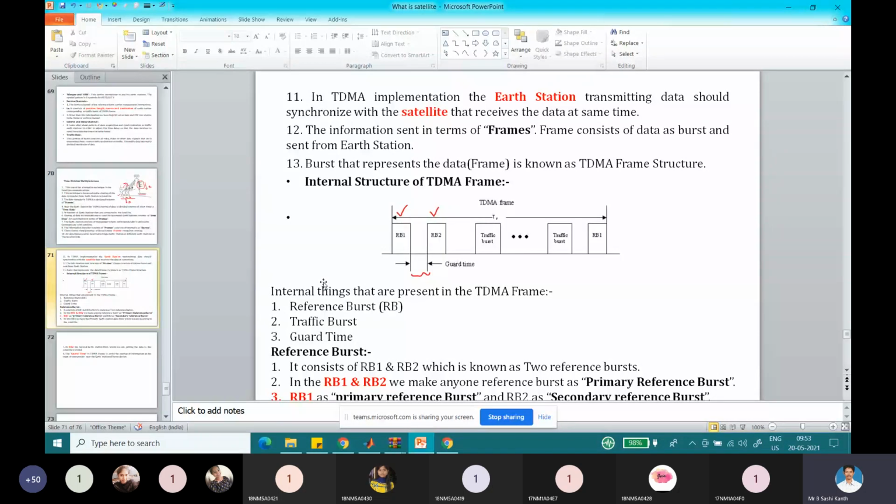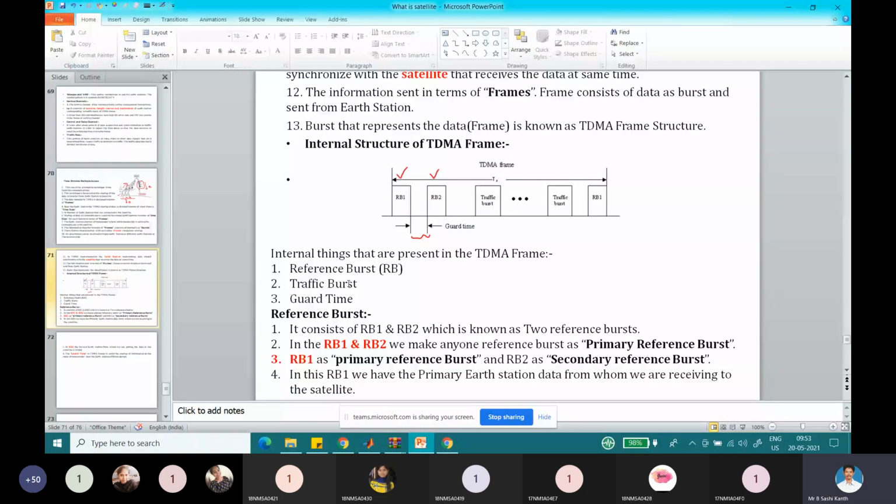The TDMA frame structure is shown in terms of reference burst, traffic burst, and guard time. When you go for the reference burst, it consists of reference burst RB1 and RB2. We have traffic burst, and we have guard time. These are the things present in the TDMA frame. Now we are discussing the reference burst, which consists of RB1 and RB2.